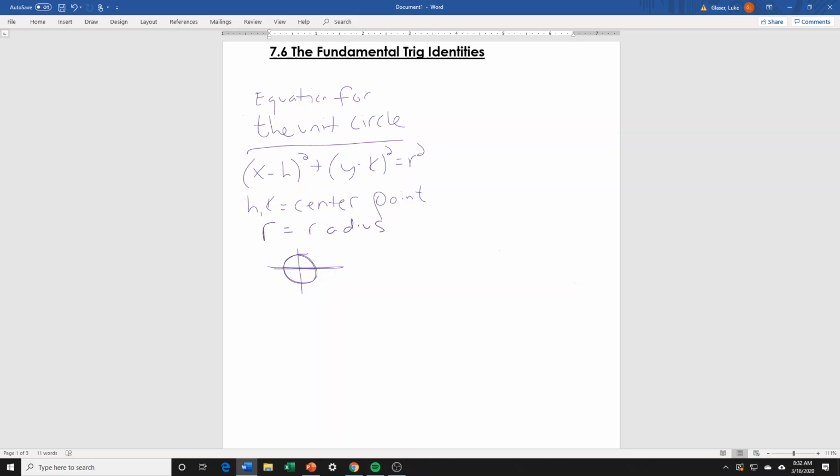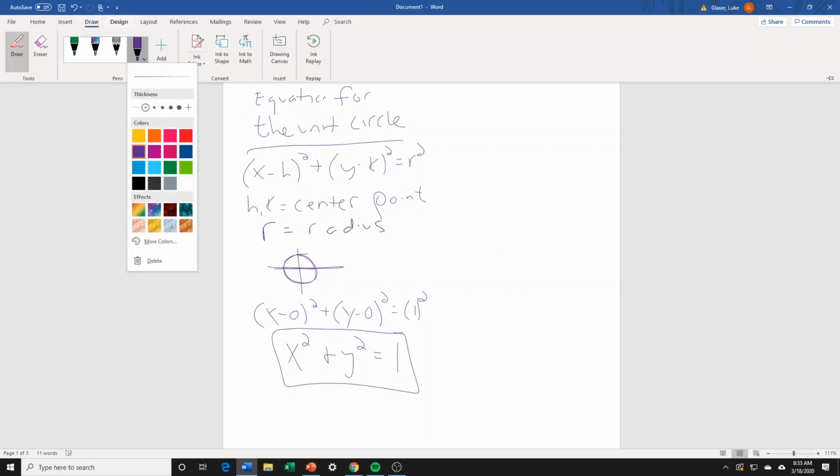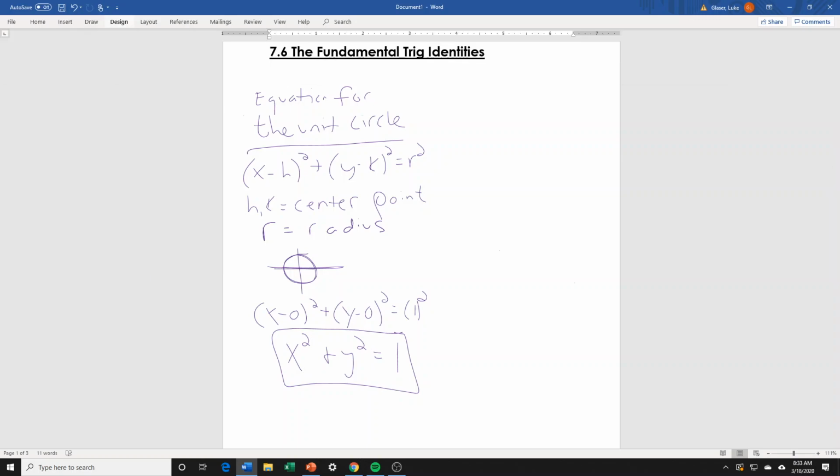So if that is our circle, a circle that's centered at the origin, 0, 0, with a radius of 1, then our formula is x minus 0 squared plus y minus 0 squared equals 1 squared. And that simplifies to x squared plus y squared equals 1. So this, again, is the equation for the unit circle. Now, I want to look at something else. Remember yesterday, we talked about the 30-degree triangle on the unit circle, right? How it kind of looks like that.